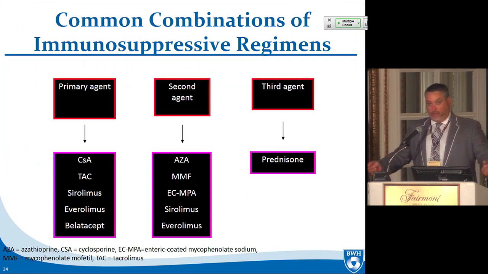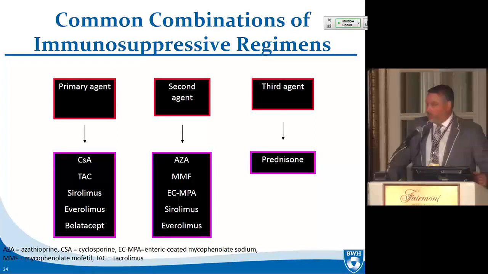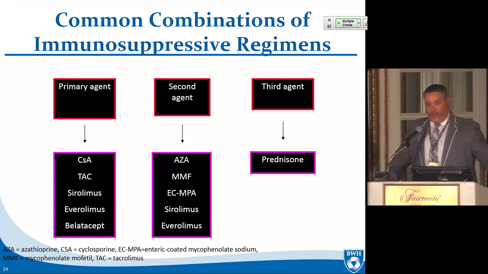So real simple, how to combine or create an immunosuppressive regimen? Well, you take a drug from your first bucket, focusing on a calcineurin inhibitor, an mTOR, or a co-stimulation blocking agent. Then you draw one from the next bucket with the caveat that if you chose an mTOR first, you're not going to now choose an mTOR again, and focusing on either mTOR or anti-proliferative, and then corticosteroids.